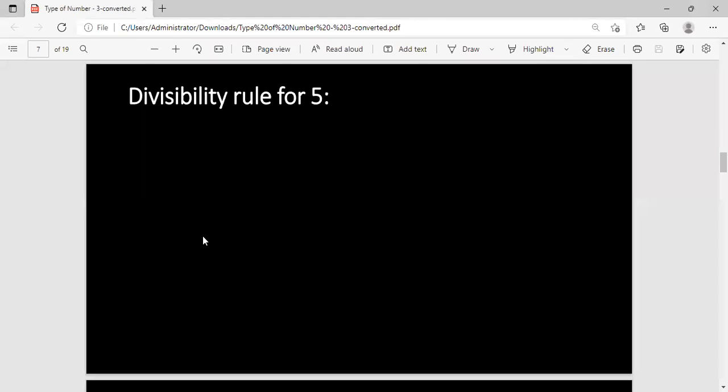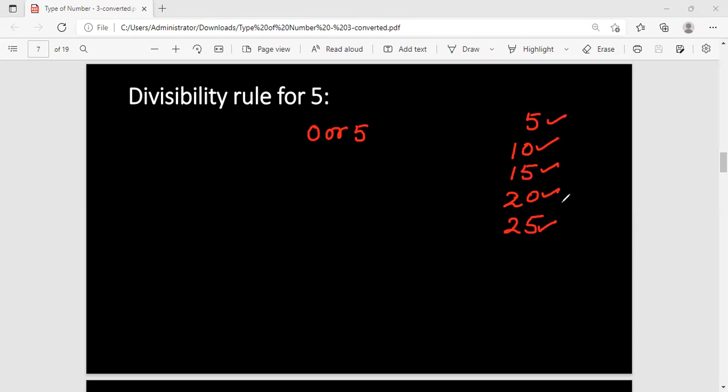Now let us move further, guys. Divisibility rule for 5, very, very easy. Any number which is ending in either 0 or 5. You can see the table of 5: 5, 10, 15, then we have 20, 25. Every time we are getting either a 0 or a 5 at the unit place. So any number which is ending in either 0 or 5 will be divisible by 5.